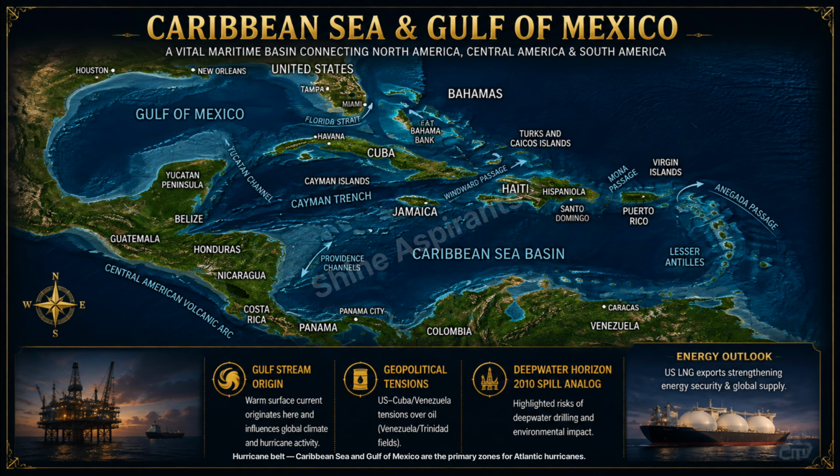Caribbean Sea and Gulf of Mexico. Key facts. Located between North America, Central America, and South America. The Gulf Stream originates in the Gulf of Mexico, a warm current that keeps northwest Europe warm. Hurricane Belt: the Caribbean Sea and Gulf of Mexico are the primary zones for Atlantic hurricanes.